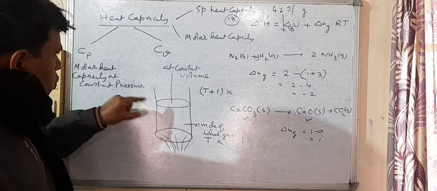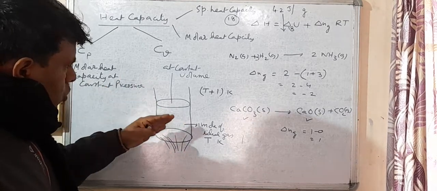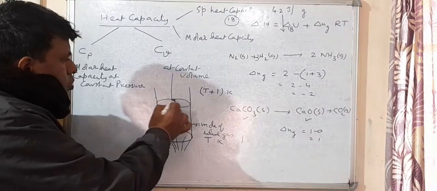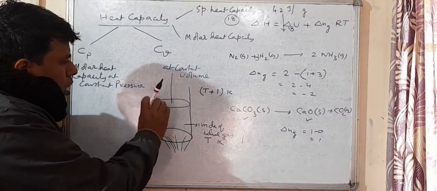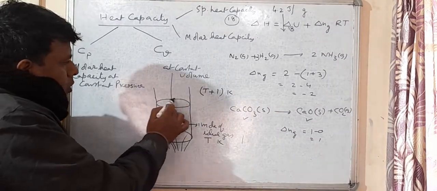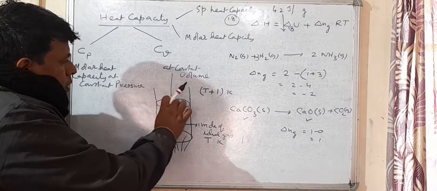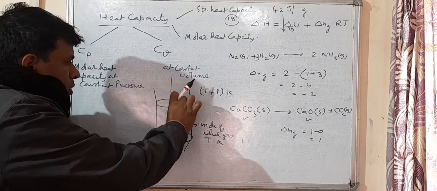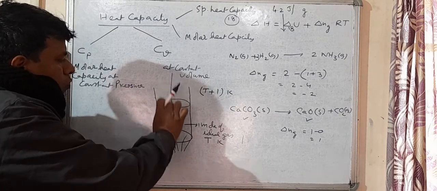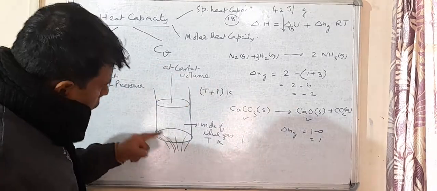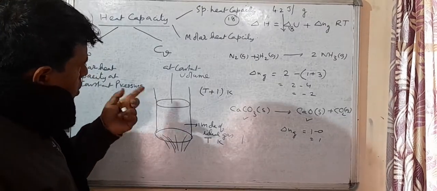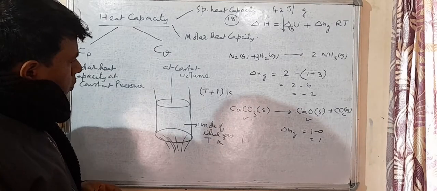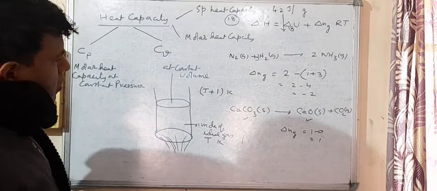Now there are two types of process that will be involved here. One is that the volume is made fixed. The piston is fixed at its place and cannot move. Then the heat required for this purpose will be Cv.